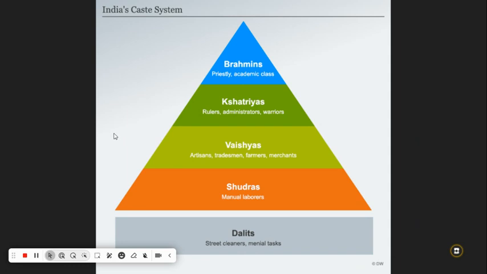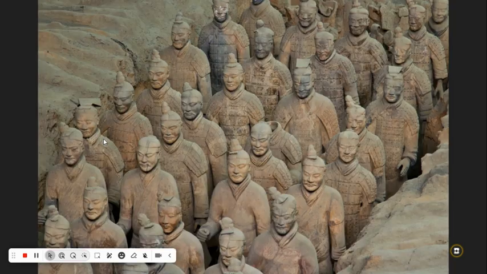In ancient India, we had the caste system, and I've never actually been to India, but I've heard it's pretty cool. So, anyway, the Brahmins we've got at the top, and then the manual laborers kind of at the bottom. Okay.